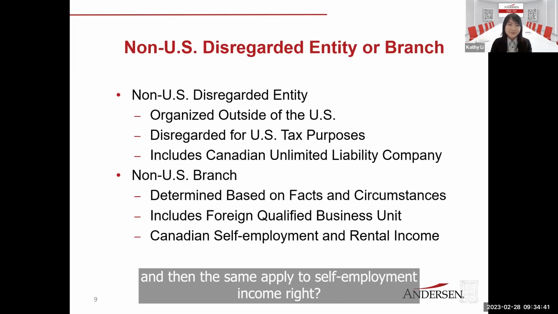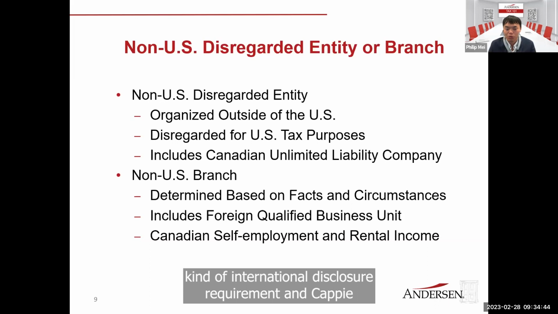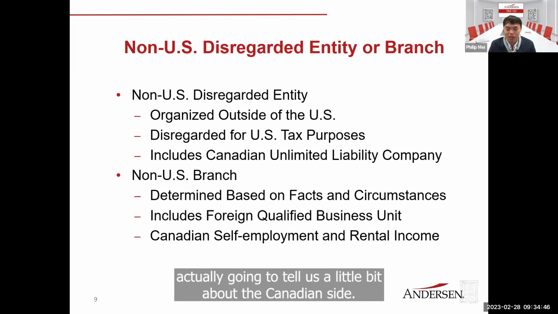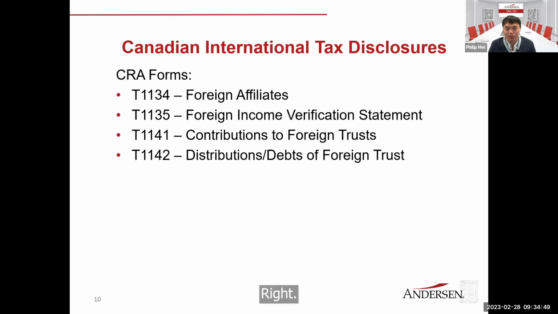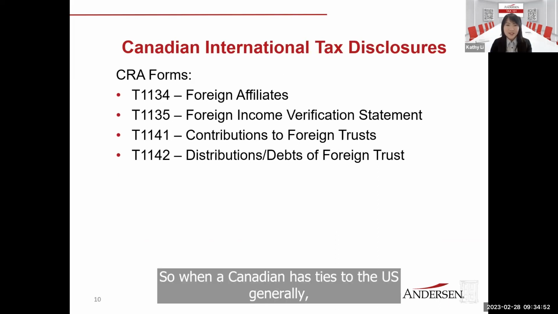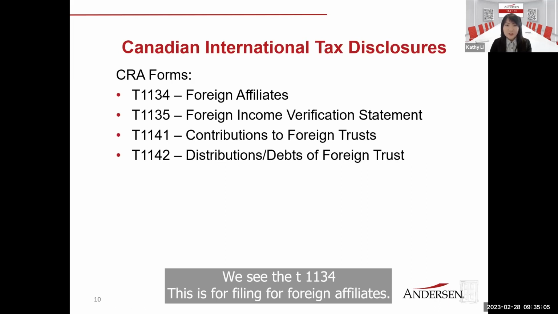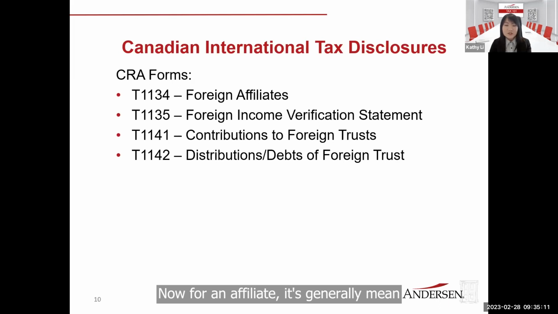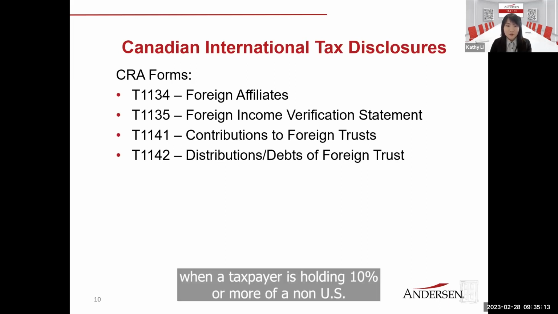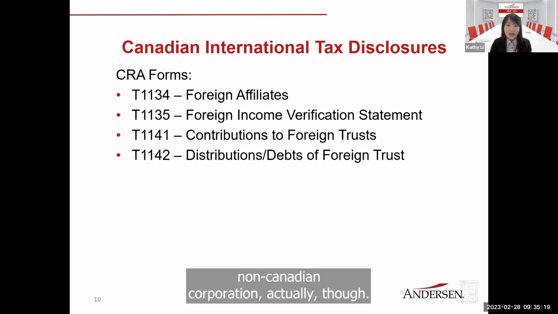Right. So with the US international disclosure requirements covered, Kathy is actually going to tell us a little bit about the Canadian side. Right. So when a Canadian has ties to the US, generally there may be other international disclosures that are required to be filed on the Canadian side as well. So I'll just quickly go over some of the common ones we see. The T1134, this is for filing for foreign affiliates. Now, foreign affiliates generally means when a taxpayer is holding 10% or more of a non-US, non-Canadian corporation.